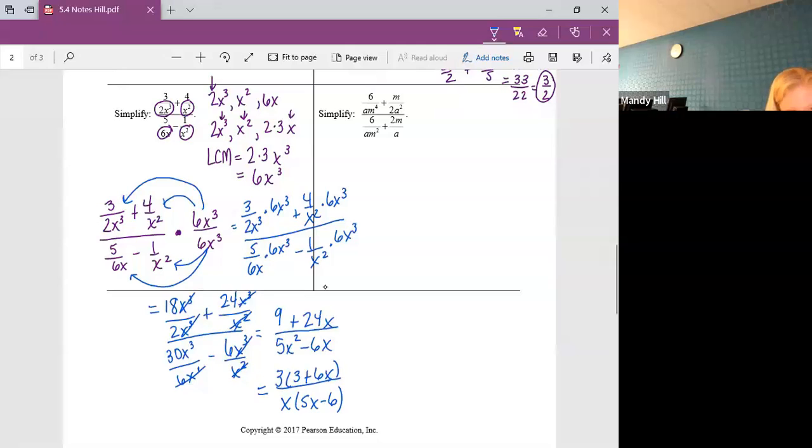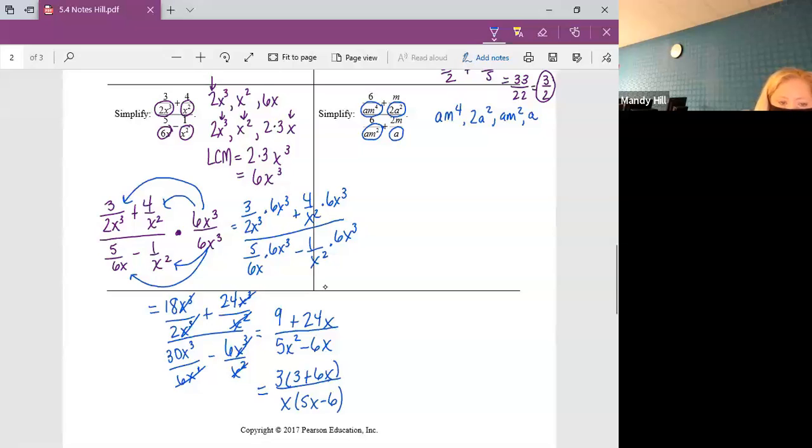First step here. We are going to look at all of the denominators. So I've got a 6am to the 4th, a 2a squared, an am squared, and an a. So these are the things that I'm having to come up with the least common multiple for.